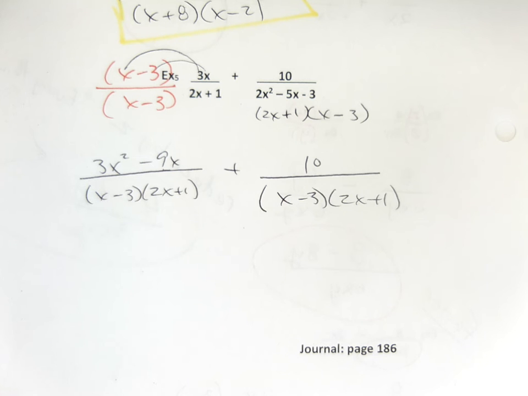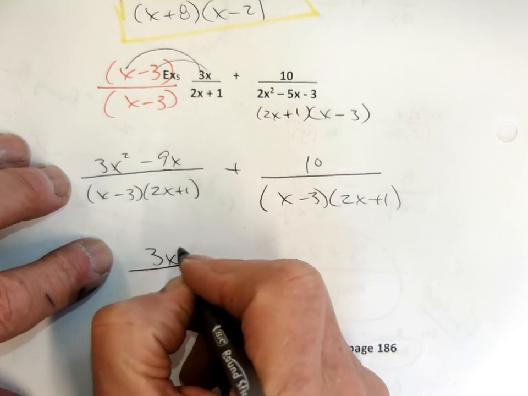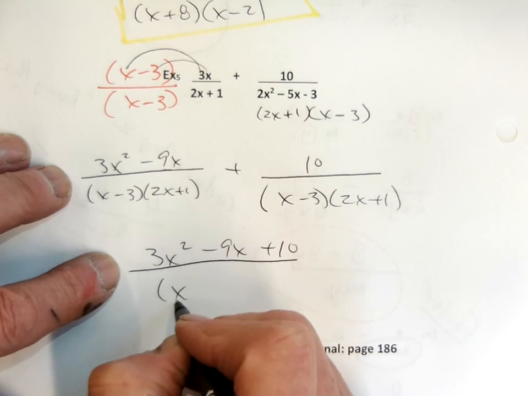Why am I saying I can't really add? I can't add any of these. How come? They're different, right? X squared, x, and the number. So I'm just going to put it together and be done, okay? So let's put it together. Let's rewrite this as 3x squared minus 9x plus 10 over my common denominator.